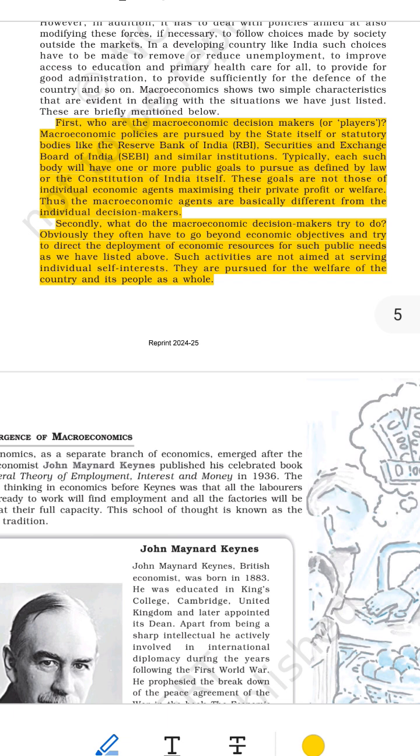Absolutely. Let's break down this entire concept slowly, step by step, in the most simple, child-friendly language ever. I will explain each idea with examples so it becomes super clear for you. Big question: who makes the big decisions in a country's economy? And what do they do? Why do they do it?